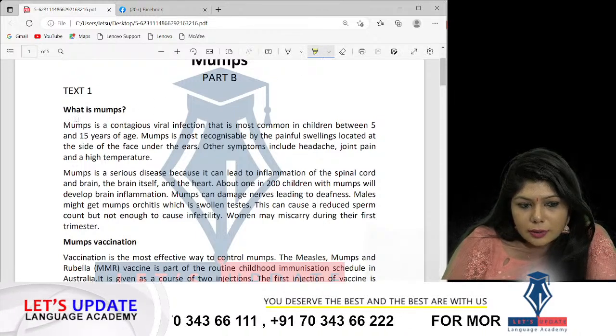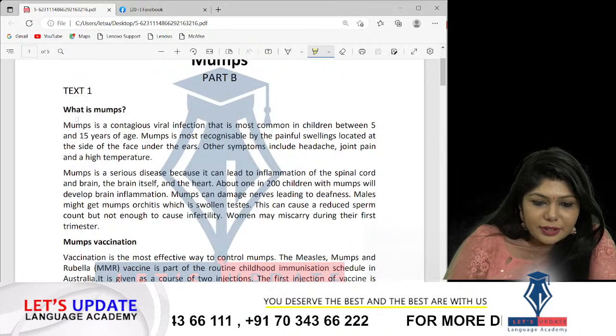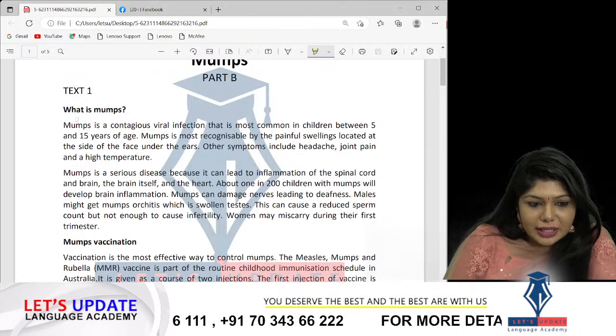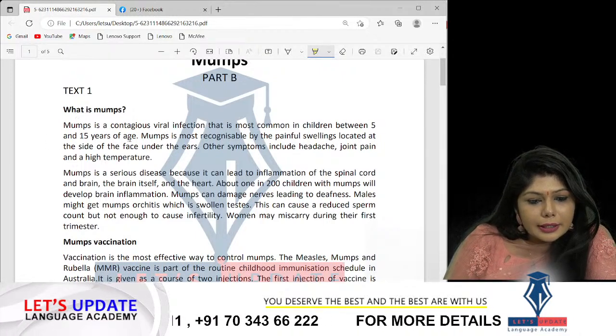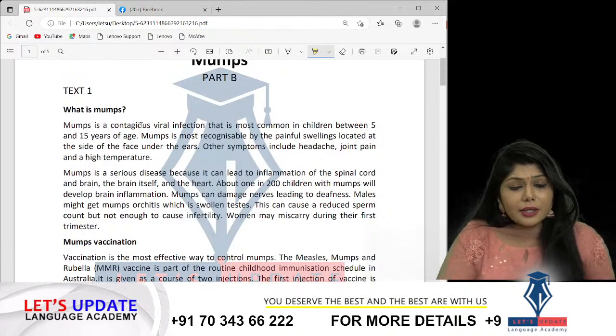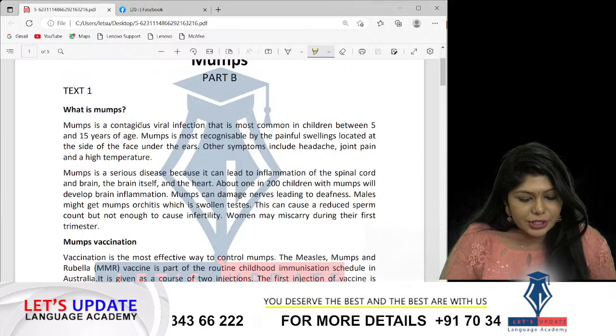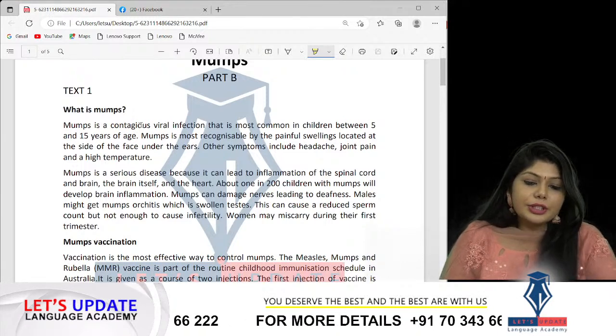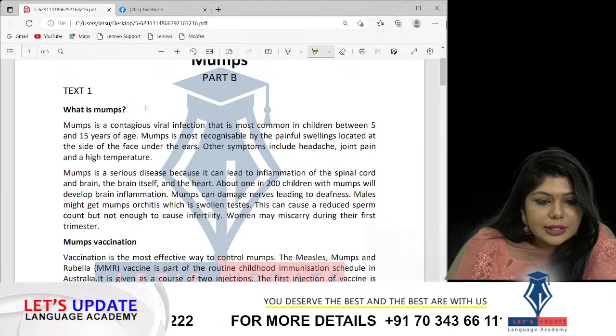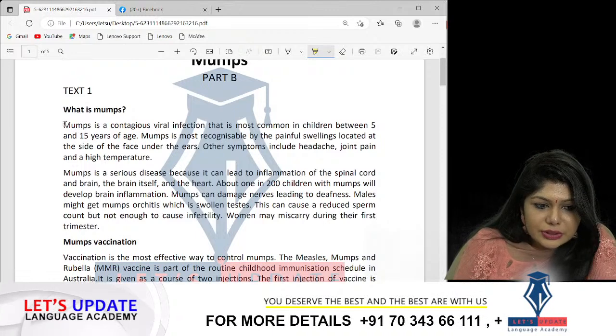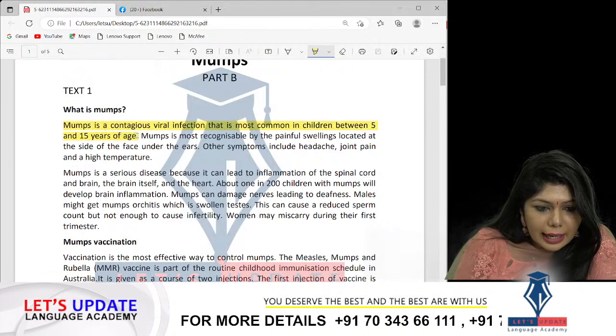So, about mumps. Mumps is a contagious viral infection that is most common in children between 5 and 15 years. They are talking about it being a contagious viral infection, and it is most common in children between 5 and 15 years old. That is important information which I'll highlight.